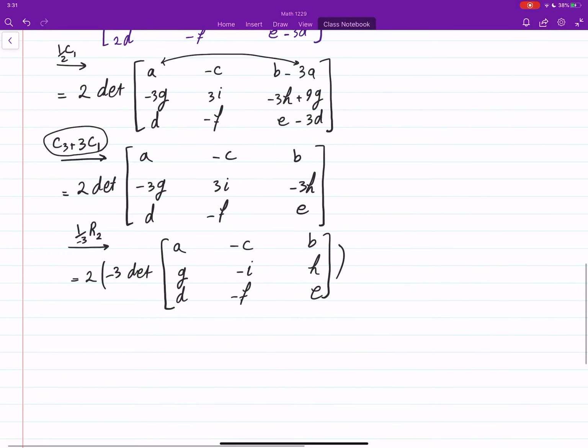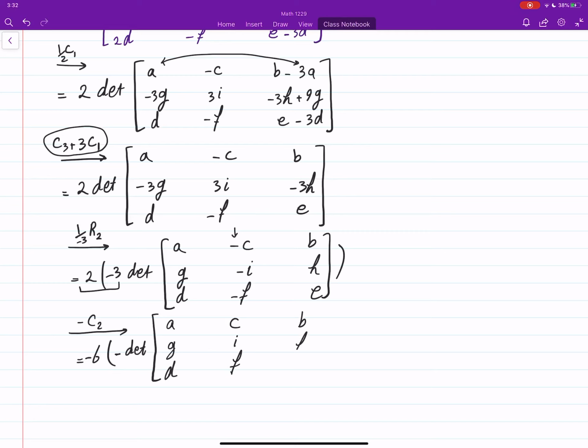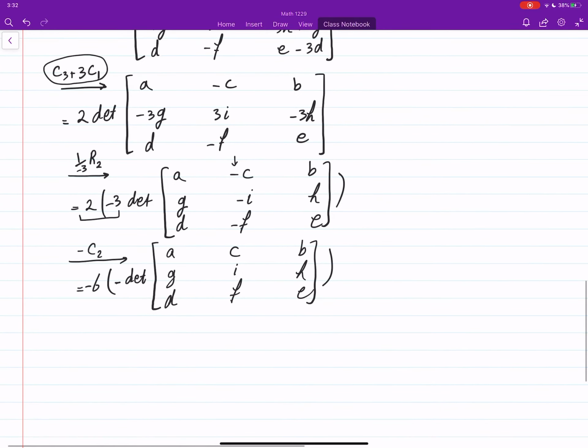Very nice. And now you see that column 2 also has a negative sign, so we can multiply the whole column 2 by a negative sign just to get rid of that extra negative. From before, we have negative 6, and what we do here will introduce a negative factor there. So this will be A, G, D, C, I, F, and B, H, E. Okay, almost A, B, C.